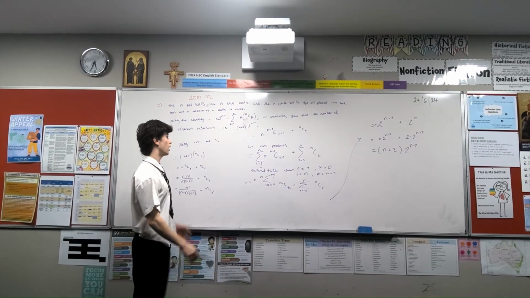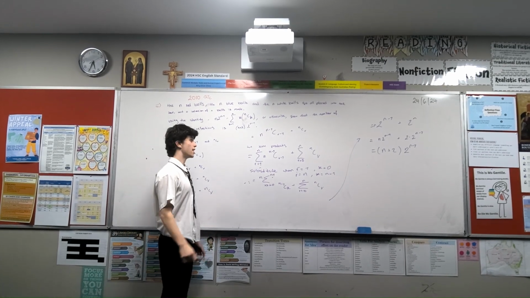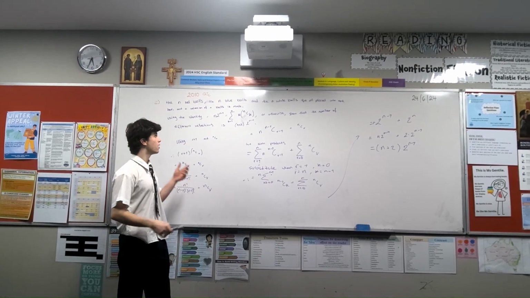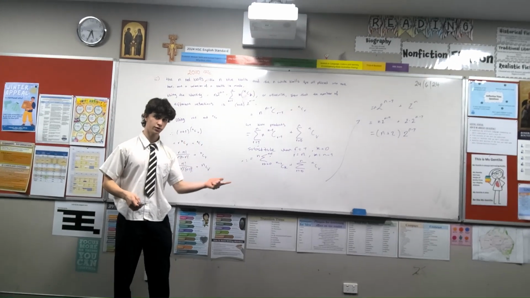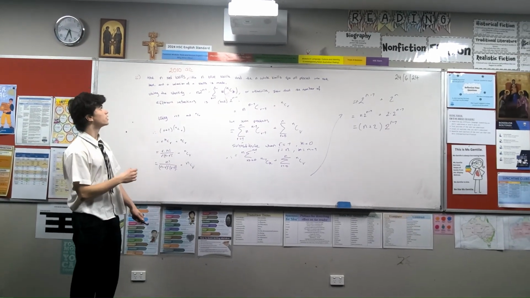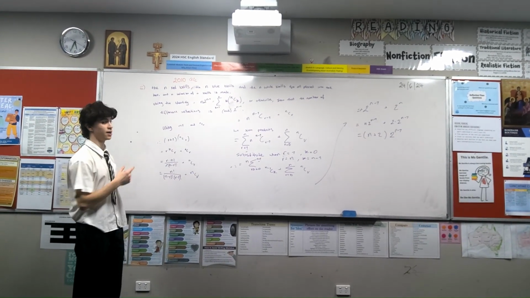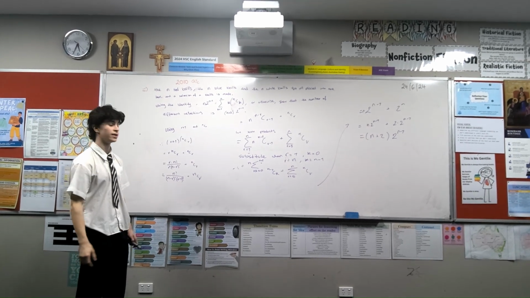And that's the question. Alright, summing it all off, I have explained to you combinations, the binomial theorem and the binomial coefficient. And we've gone through question 7C, I to III from the 2010 HSC example.